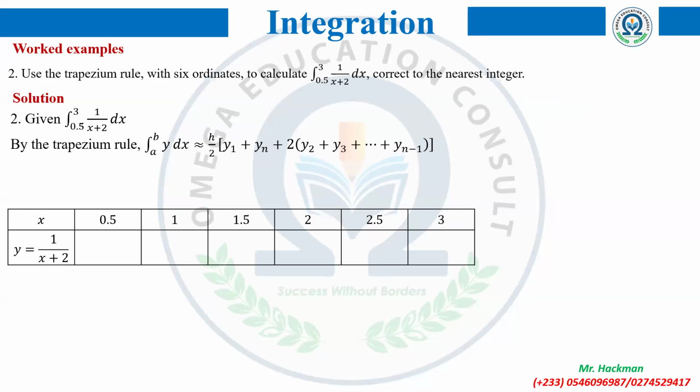Another question. The questions, as usual, are carefully selected for you to know exactly how to maneuver your way around all the tricks. So use the trapezium rule with 6 ordinates. Here you've been given your number of ordinates. You underline that. To calculate, it's basically the same question put in a different form: the integral from 0.5 to 3 of 1 over x plus 2 dx, correct to the nearest integer.